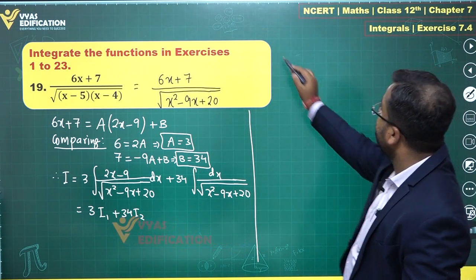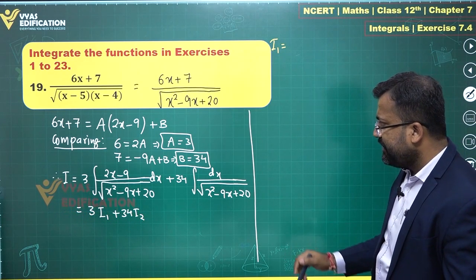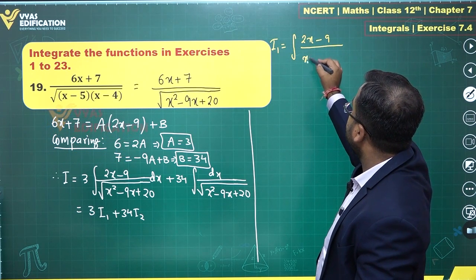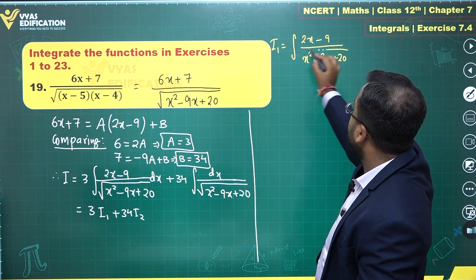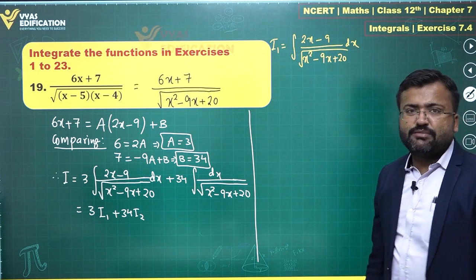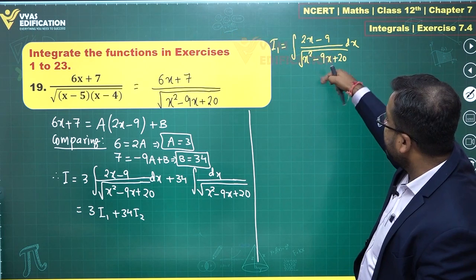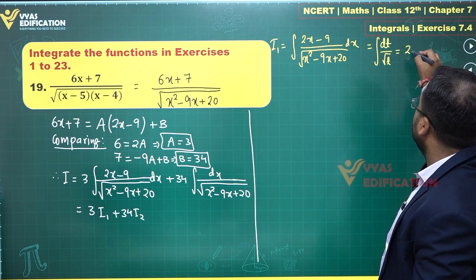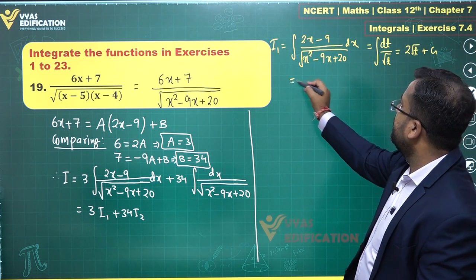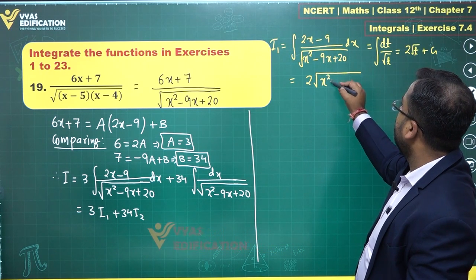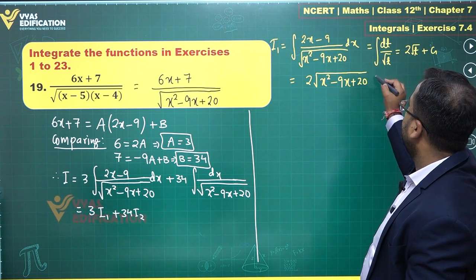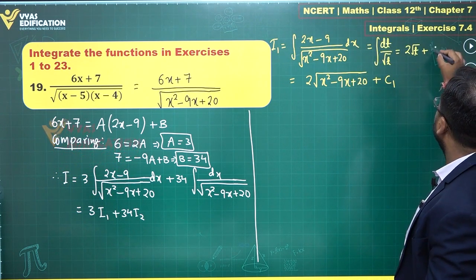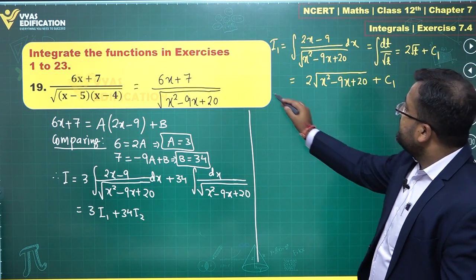Let's try to find I1 first. I1 is looking pretty simple, yes. This is nothing but 2x minus 9 upon root of x square minus 9x plus 20. So we can take x square minus 9x plus 20 as t. This will be a derivative of this. So this actually becomes dt upon root t integral, which is 2 root t plus c1. This becomes 2 root of x square minus 9x plus 20 plus c1. This is I1 for us.